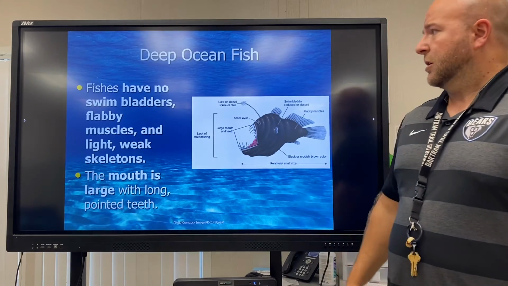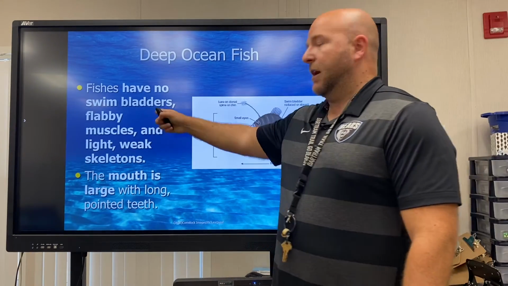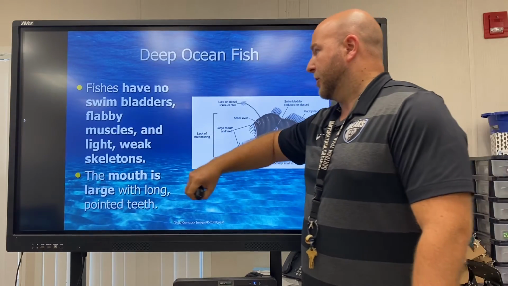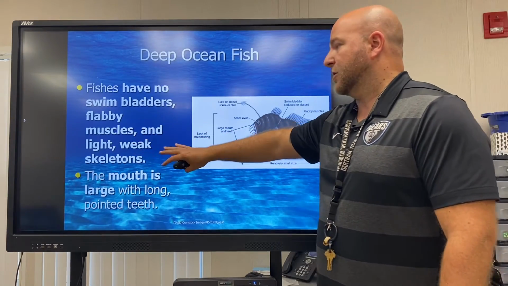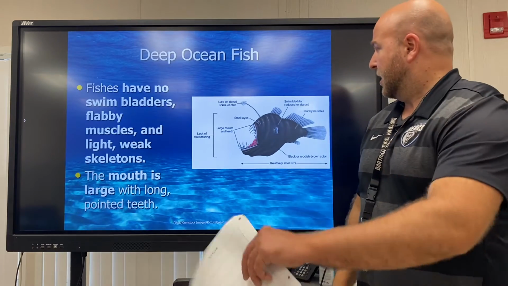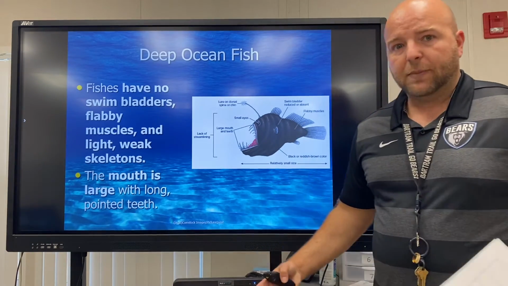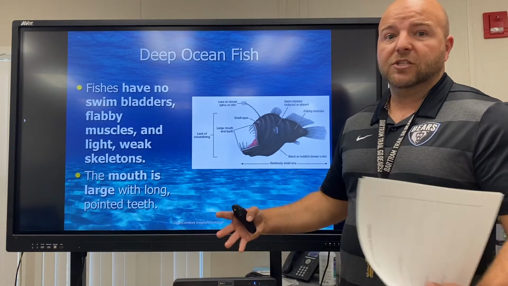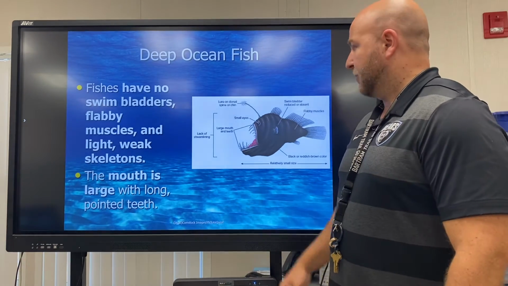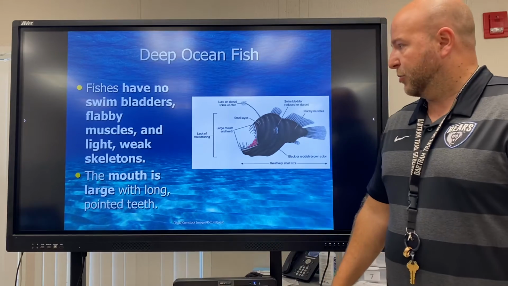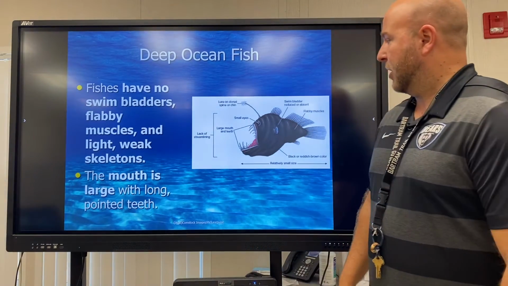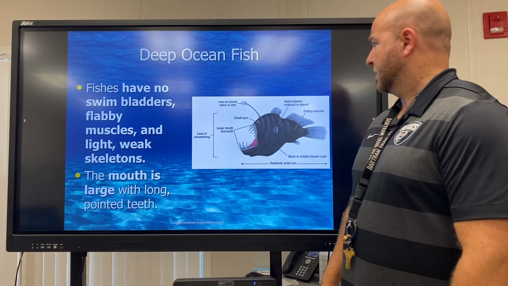And they use that in order to find mates. In the deep ocean, we're going to typically have no swim bladder like we do up in the epipelagic. We're going to have kind of flabby muscles, light, weak skeletons. These are mostly not creatures that are adapted for chasing and being chased. There's not much need because you can't even see each other. A very different type of predation happens here.